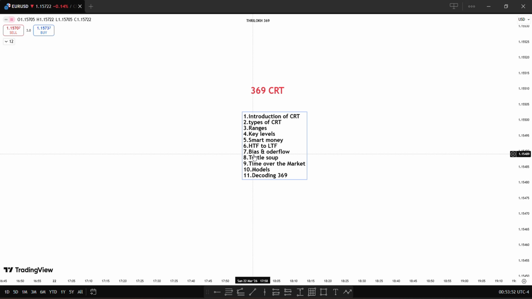And the seventh one is bias and order flow. These two things I'm not focusing on too much. I just follow these two things in NQ trading. While coming to the 1 a.m. and 9 a.m. CRT, I never do this. I just follow my own setups. This I will discuss in the models.